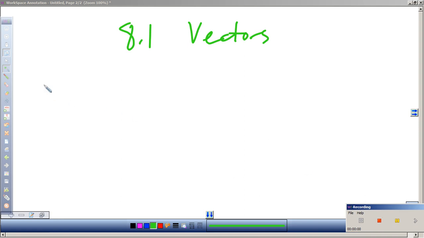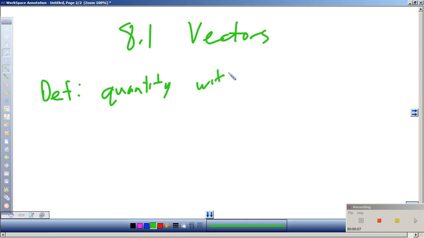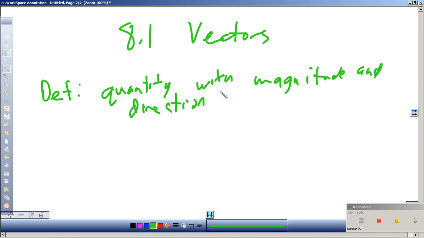Talk about vector, the definition. A quantity with magnitude and direction. It's some value, or maybe a shape. Do you like vectors? Generally. Some stuff gets really messy with them.